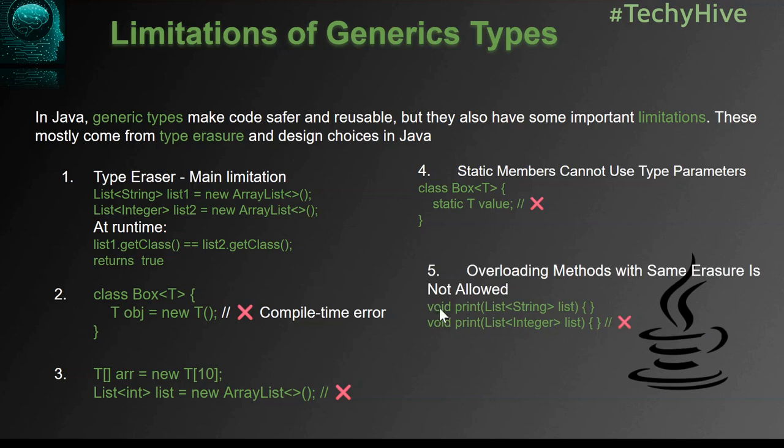You can see here we have two methods. At compile time, they look good, but what happens when they are compiled to the same erasure? This method will be converted to List<Object>, and this method will also be converted to List<Object>. So that means at runtime they will look like the same methods, and it will show a runtime error. So these are a few limitations of generics.